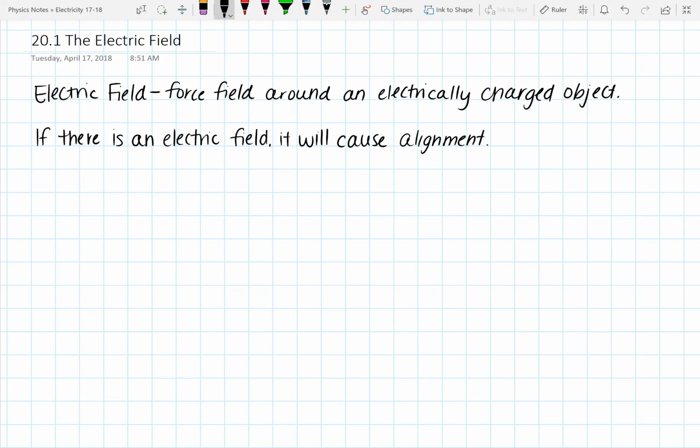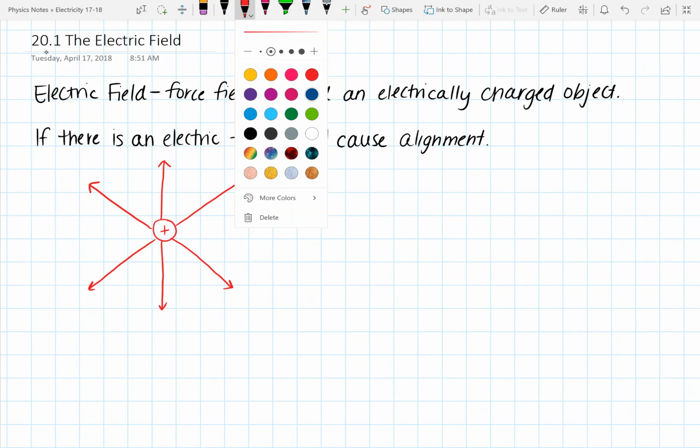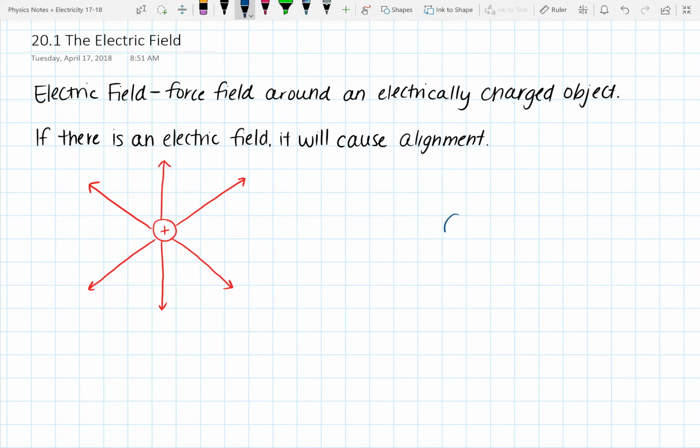So, if I have a positive charge, my electric field points away. That's how I would draw my electric field. If I had a negative charge, my electric field points inward.